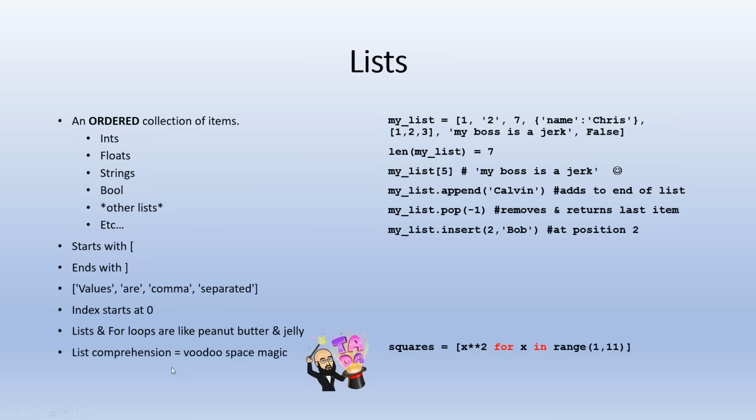I'm going to get into a little bit of the list comprehension stuff down here, but basically what it is, it's an ordered collection of items. So a list is 1, 2, 3, 4, 5, 6. This particular list right here is an integer, a string, an integer, a dictionary, another list inside of that list, another string, and a Boolean value.